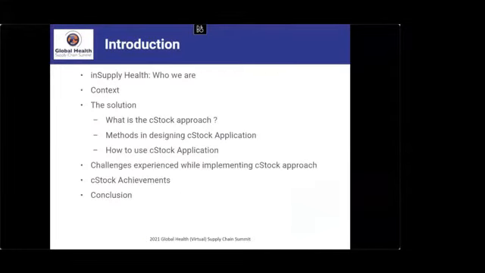So we will start with the introduction. We will present on In Supply Health, who we are, the context, why we do what we do, the solutions we've been able to come up with, what the Systock approach is, the methods in designing the Systock application, and how to use the Systock application. We'll also look at the challenges experienced while implementing the Systock approach, the achievements that we have made when implementing Systock, and we'll have a conclusion after that.